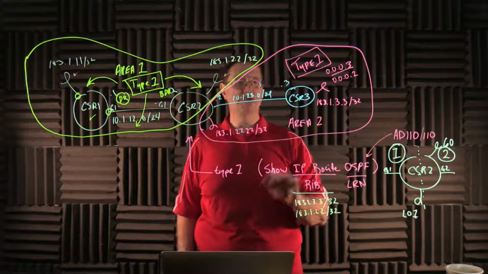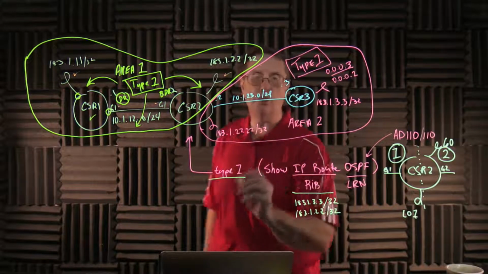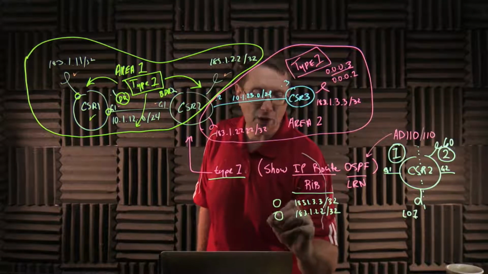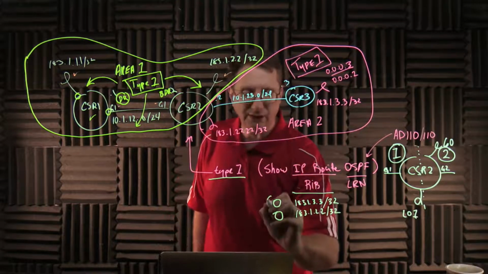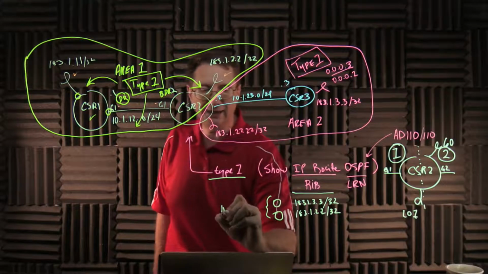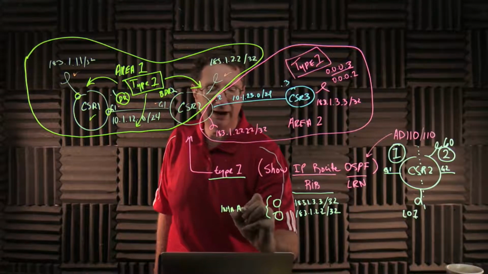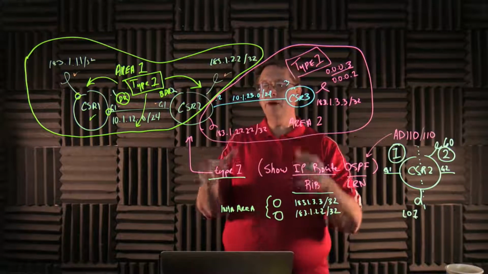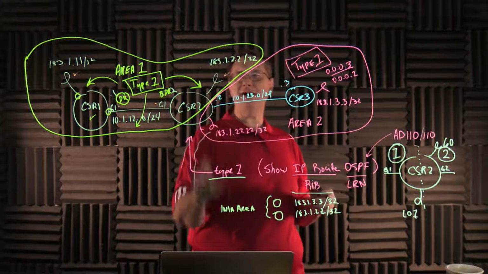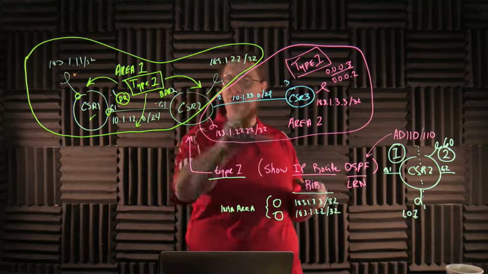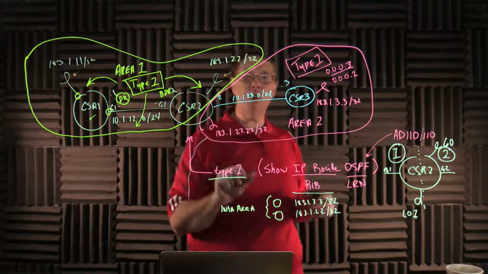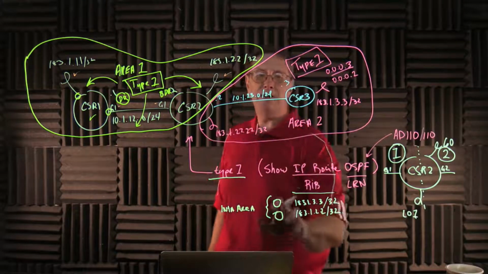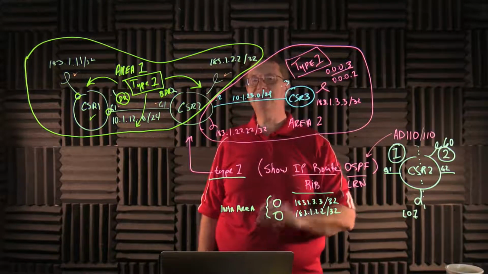I also know that since they were advertised using a Type 1 LSA, they will actually appear in my routing table as what we call O routes. O routes are listed as intra area prefixes. So in other words, I learned them as being reachable in a given area. And remember, CSR2 has a foot in two worlds. I have a foot in Area 1 and I have a foot in Area 2. And that's going to allow me to place these prefixes as O routes.